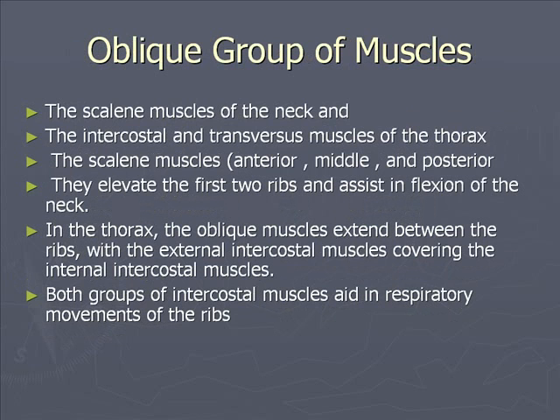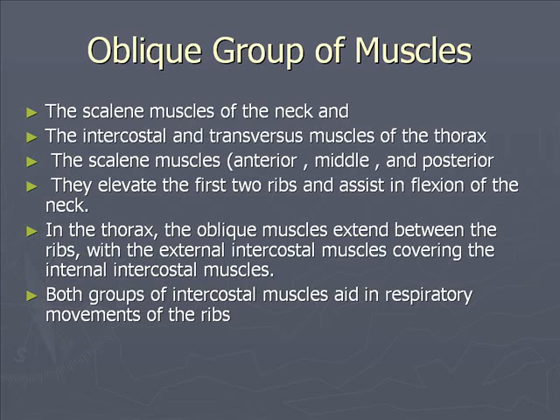The oblique groups of muscles: scalene muscles of the neck, the intercostal and transverse muscles of the thorax. Scalene muscles, again in groupings of anterior, middle, and posterior. I didn't ask you that on the lab portion, just asked you to identify the grouping of muscles. They elevate the first two ribs and assist in flexion of the neck.